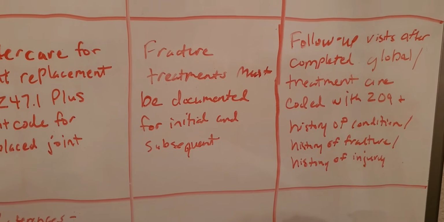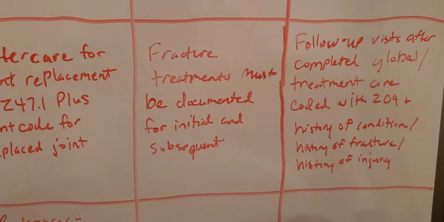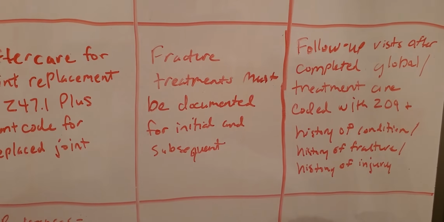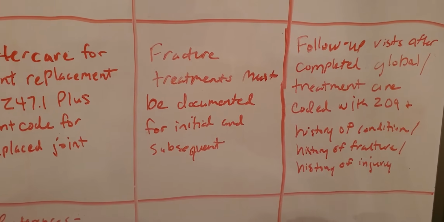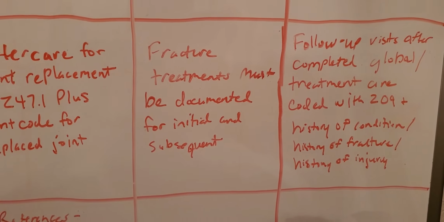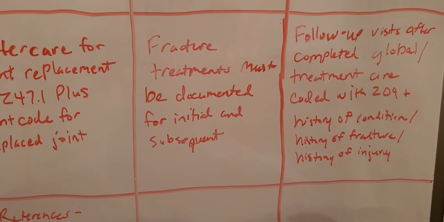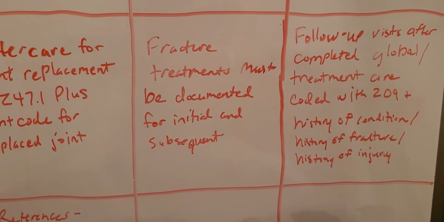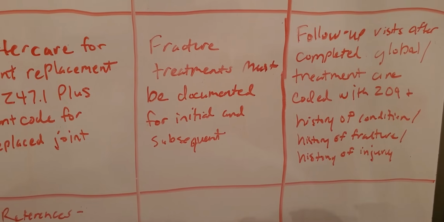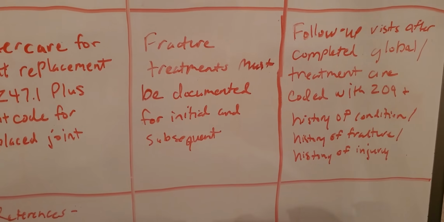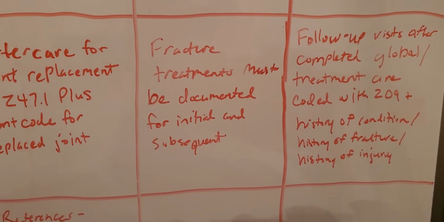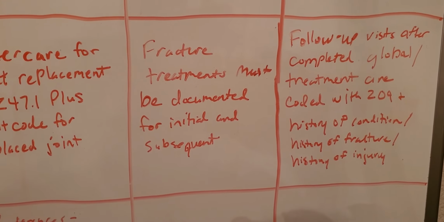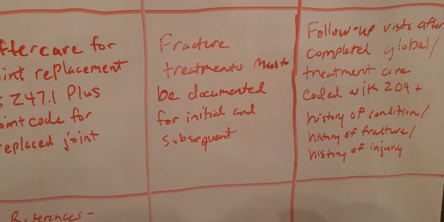So when they have gone through everything and they're just coming back and they're out of the global and they're all healed and there's no further treatment, no further workup, and everything is great, then you're going to code the Z09 with the history of whatever condition they had that's resolved now, or if it's an injury or if it's a fracture. Or if they have an injury and a fracture, you can code both of the history codes depending on how the documentation is worded.